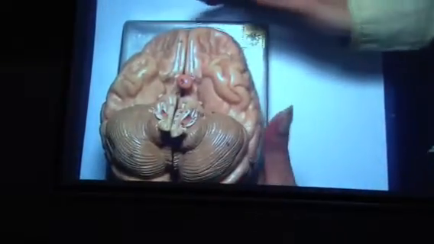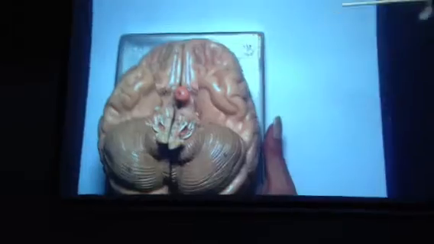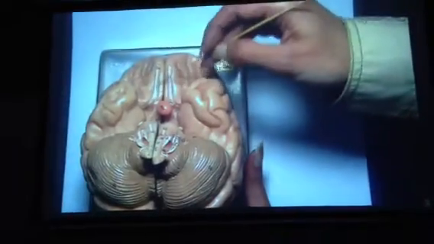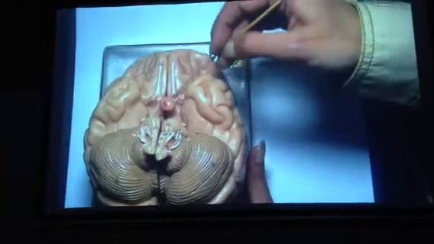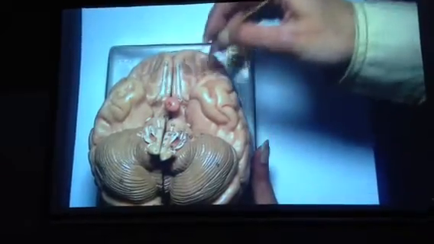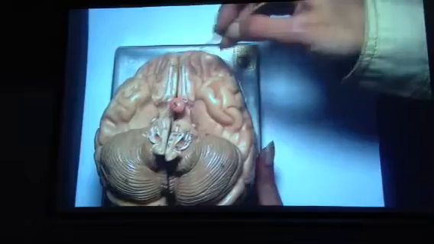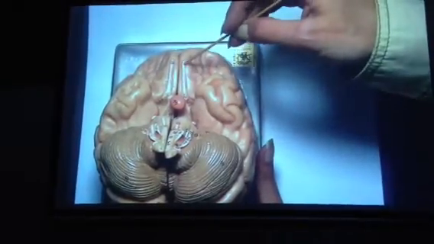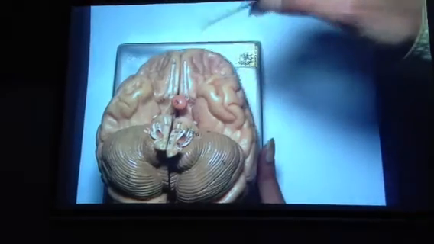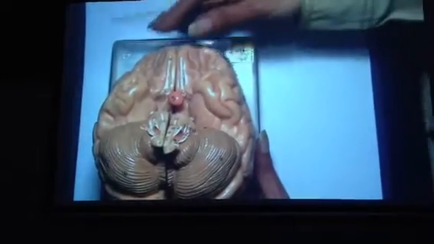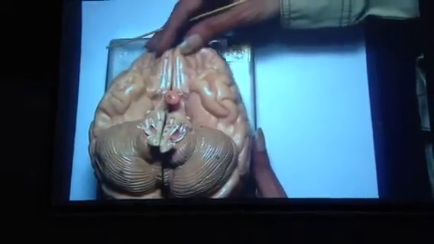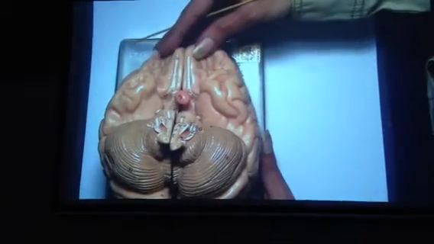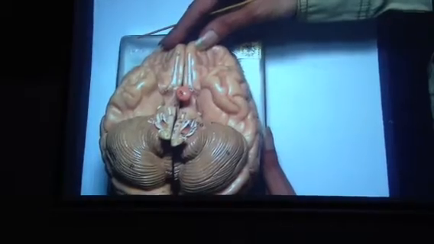Okay. Now, the only cranial nerve that I will ask you on this model is the olfactory nerve. This nerve here is the olfactory nerve, and this would make a good two-part question. Name the cranial nerve: the olfactory nerve. Where does the olfactory nerve terminate? At the olfactory bulb. Got it?